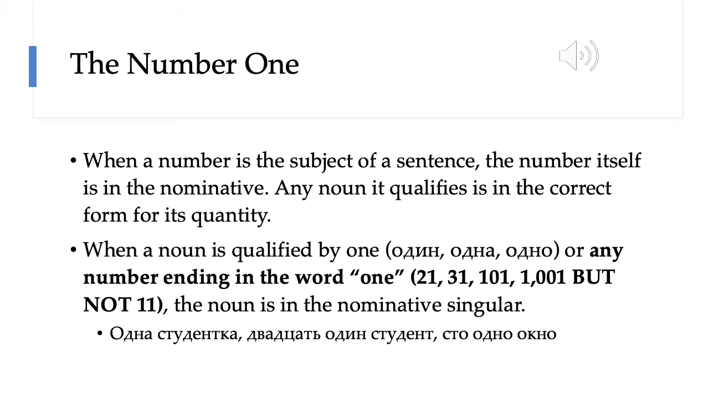So when a noun is qualified by 1 or any number that ends in the word 1, the noun itself is in the nominative singular. So we could have одна студентка, one female student. 21 студент, 21 male students. 101 окно, 101 windows. And note that the word 1 is in the nominative and is in the correct gender for the noun that it qualifies or modifies. And then the noun that it's qualifying is also in the nominative singular. Студентка, студент, окно.